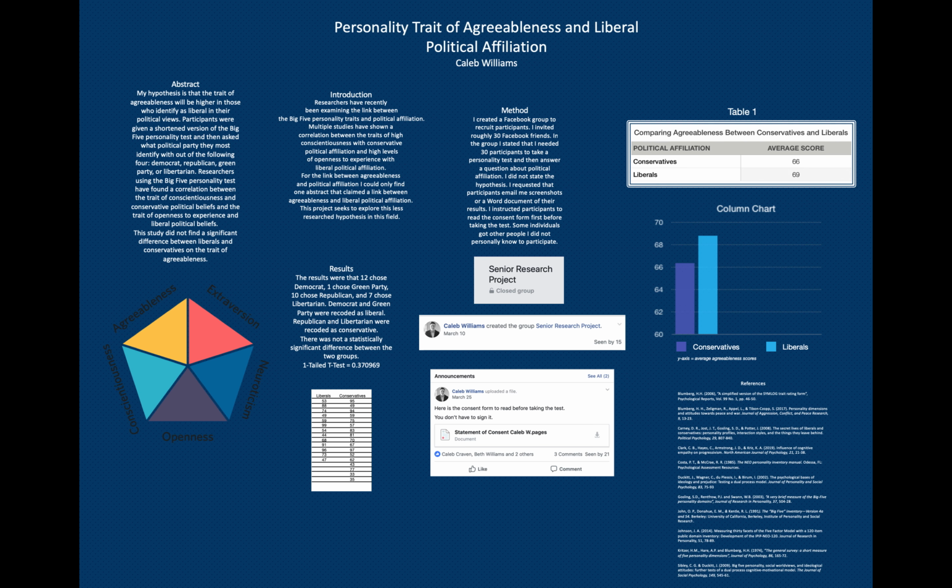And I noticed that this particular hypothesis and field of study has only been going on for what looks like the past 10, 15 years. And so it's a fairly new hypothesis, and a fairly new area of research to look at the correlation between political affiliation and different traits within the Big Five personality test.